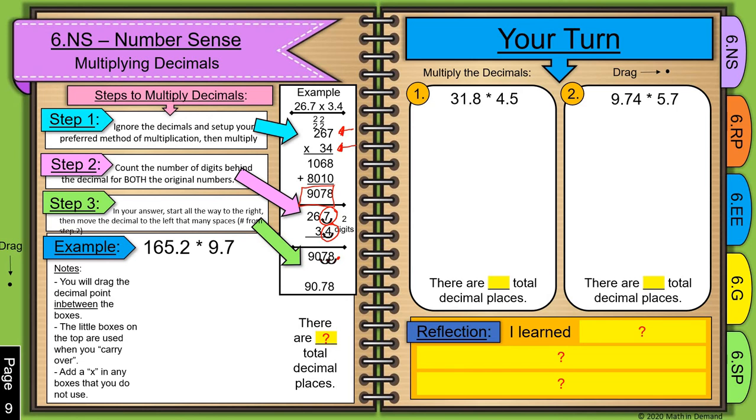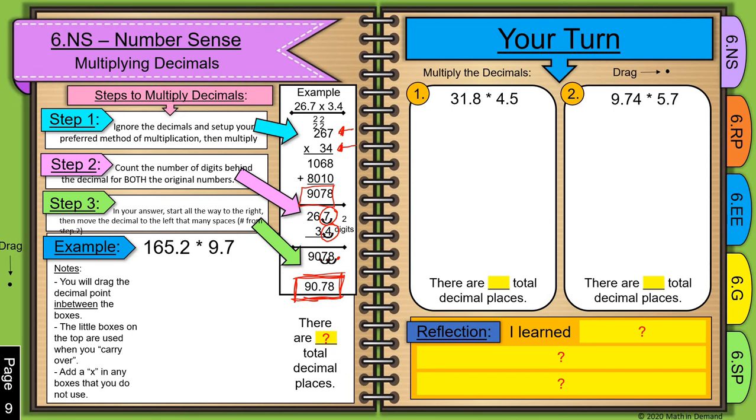So step number 2 told me I had to move it 2 places because there were 2 digits after the decimal. All right, so then I move it 2 places to the left, which ends up giving me an answer of 90.78. It's quite a bit of difference from 9,000 to 90. That decimal makes a huge difference.